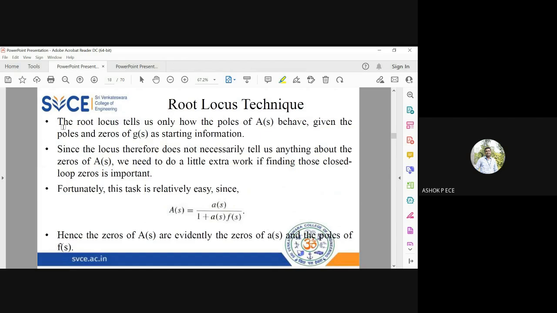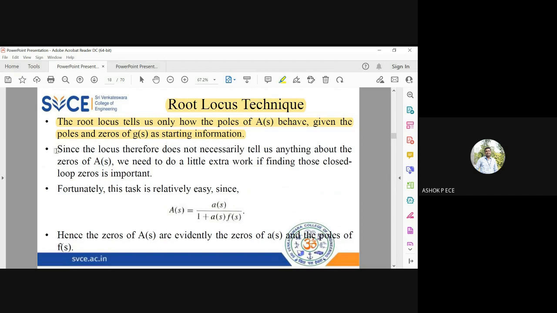So root locus will clearly say how the poles are going to behave given the poles and zeros as starting information. You will just be given how many poles are there, how many zeros are there, where the poles are located, where the zeros are located. So only with that information we are going to clearly analyze the behavior of a transfer function.